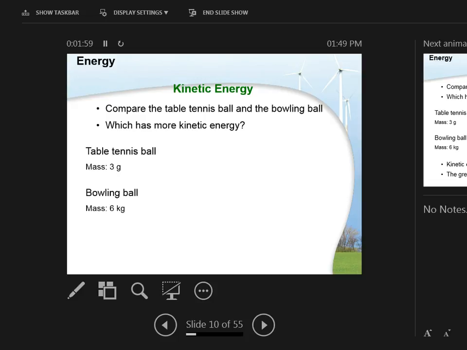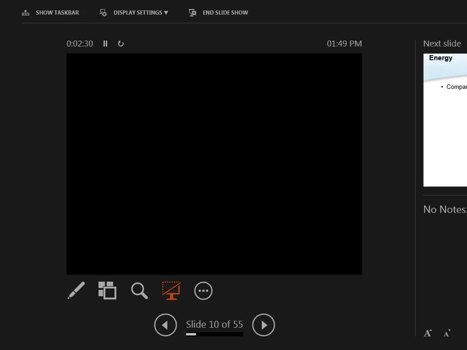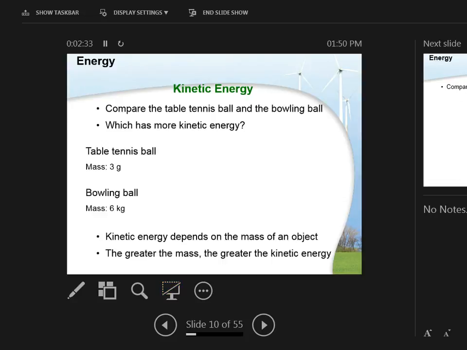You know instinctively that it can be used to do more work, right? Consider the earlier example, the battering ram. Do you think the bowling ball can knock down the door or the ping pong ball can knock down the wall? It has to be the bowling ball. So what is the difference between these two? The mass. The mass contributes to the kinetic energy. In other words, mass is a factor for kinetic energy. So when I want to calculate the kinetic energy of an object, I must consider its mass. The greater the mass, the greater the kinetic energy.